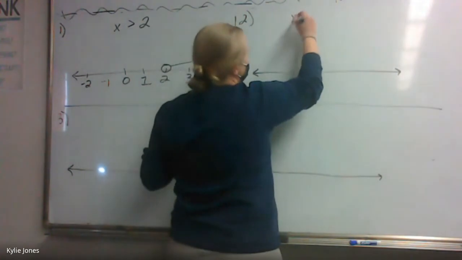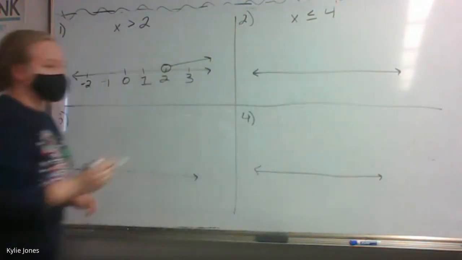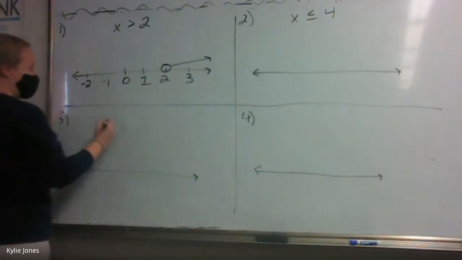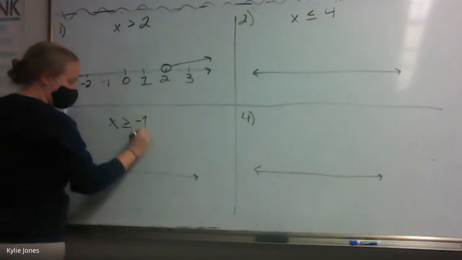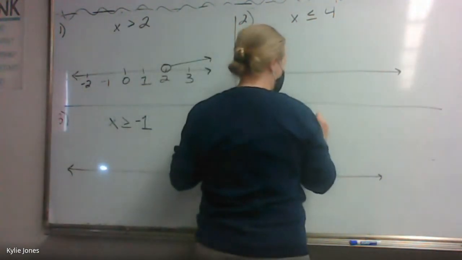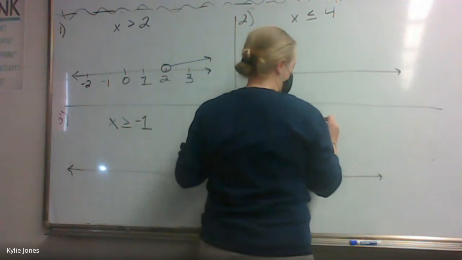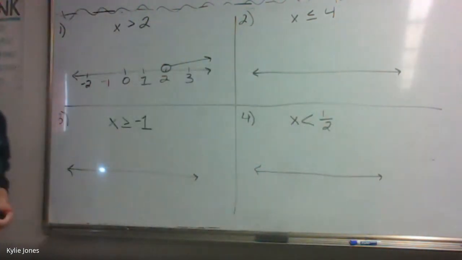So I'm gonna have you guys do these 3 on your own, and then we'll talk about them. So let's do x is less than or equal to 4. You can start with that one. Number 3, we'll do x is greater than or equal to -1. And number 4, x is less than 1/2. Try a 1/2 and see how that goes.